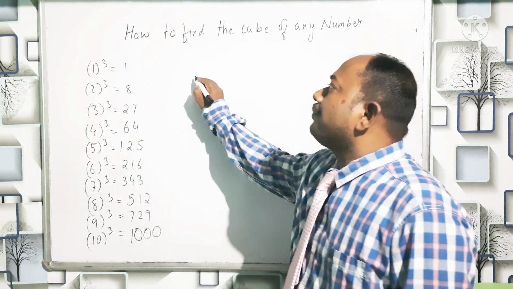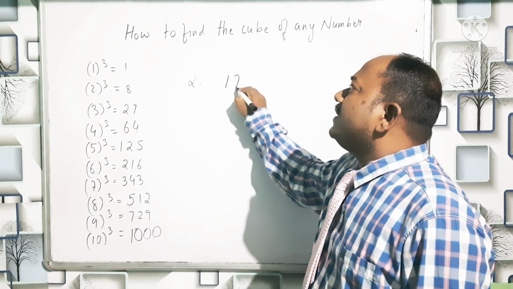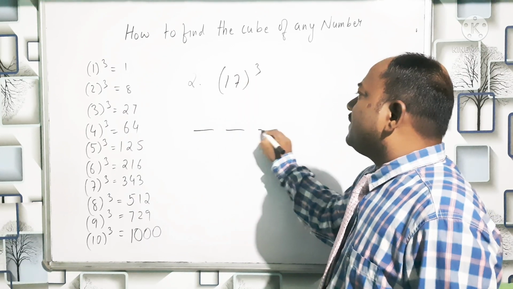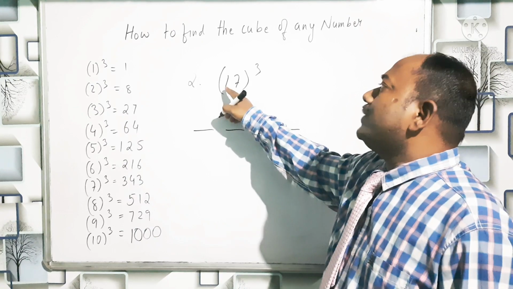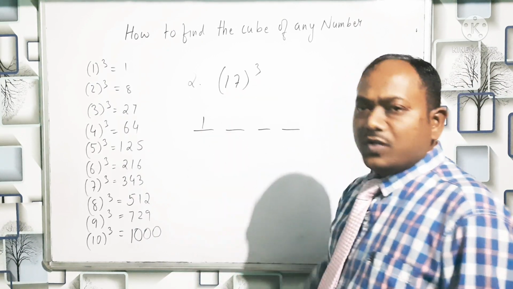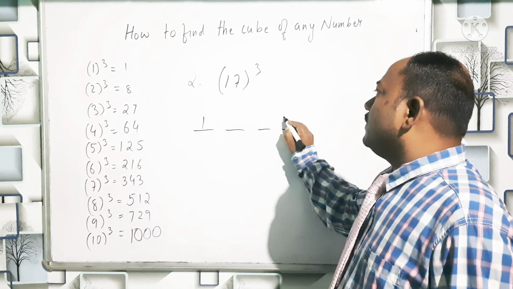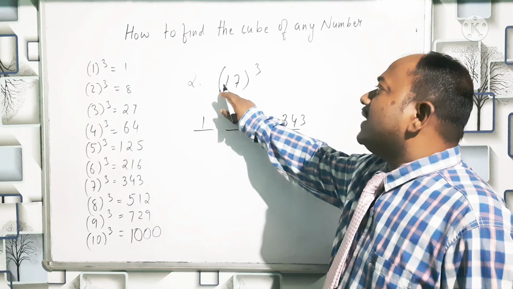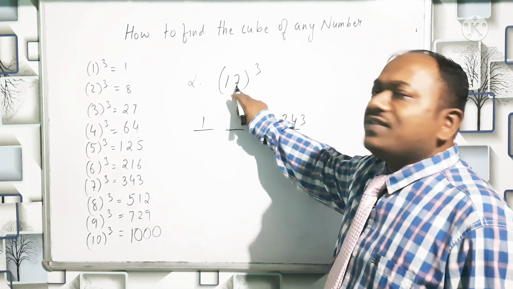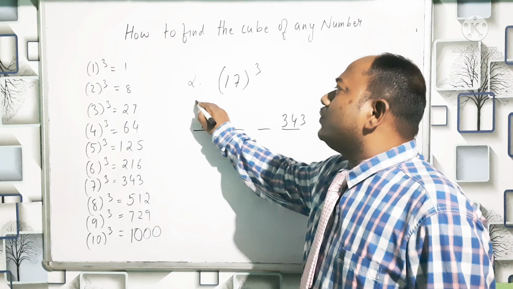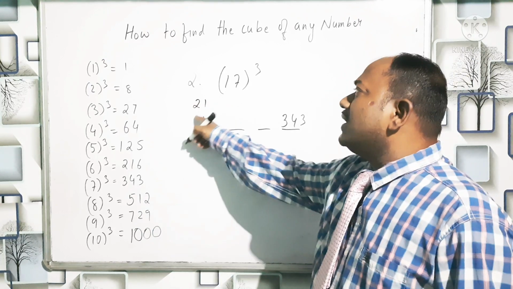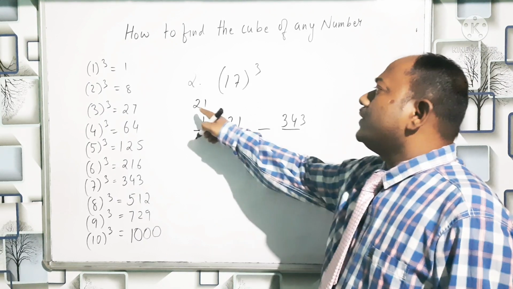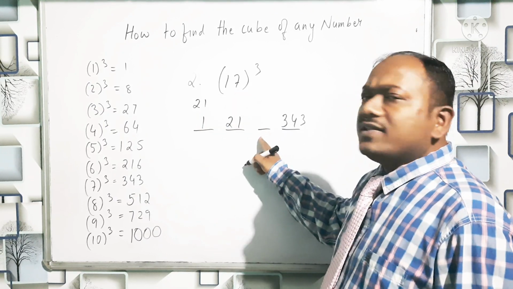Example 2. 17 whole cube. Give 4 dashes and write 1 cube in the first part. That is 1. 7 cube, 343, in the fourth part. Now multiply 1, 7 and 3. 1 into 7, 7. 7 threes are 21. 21 into 1, 21, write in the second part. 21 into 7, we'll write in the third part.